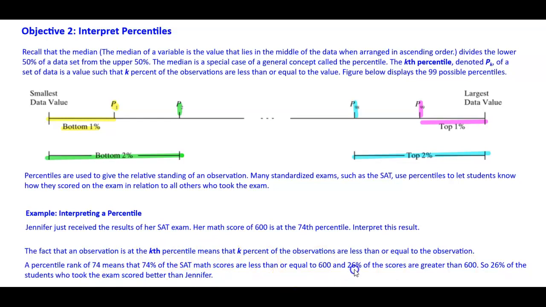Now, how do we get the 26%? Well, what we do is we take the 100%, which is the full 100%, and then we subtract the 74%, which gives us the 26%.